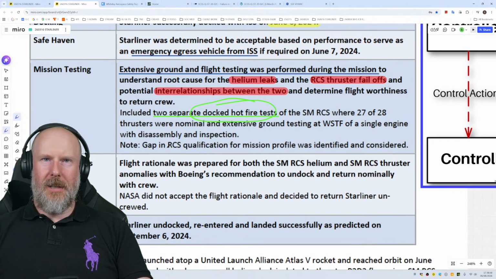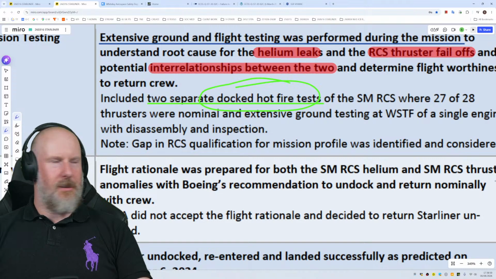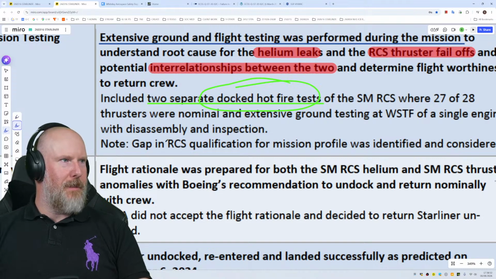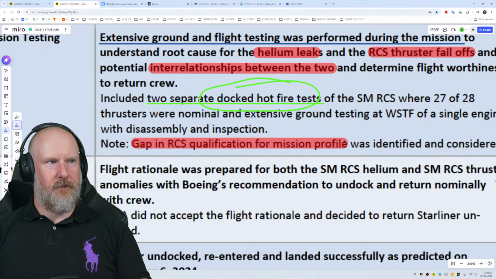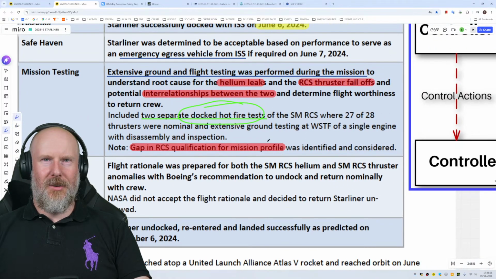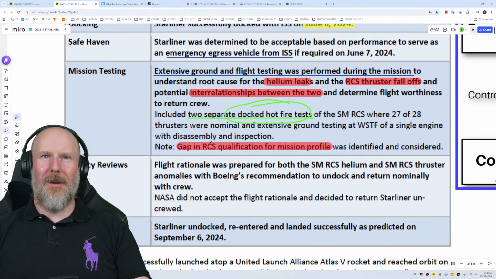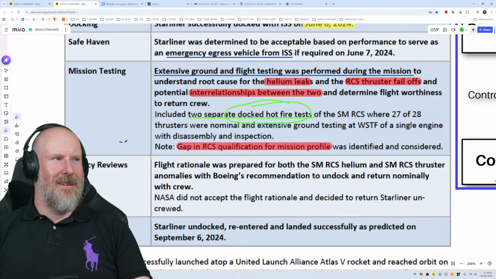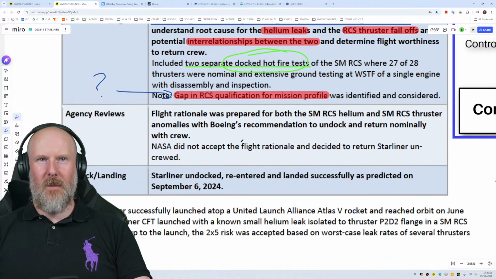Right. Note: there was a gap in the reaction control system qualification for the mission profile. It was identified and considered. I mean, that is really interesting. Why was there a gap? How did they find themselves in space with a gap in the RCS qualification? I mean, that is a huge question for the investigation.